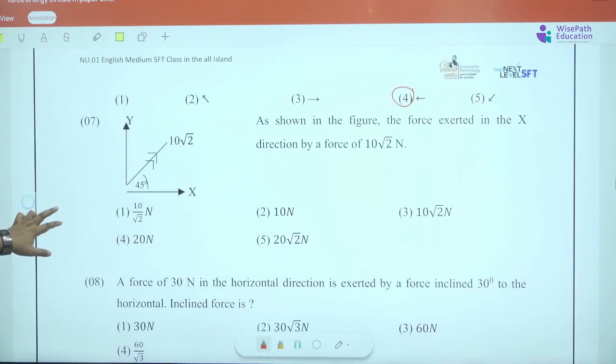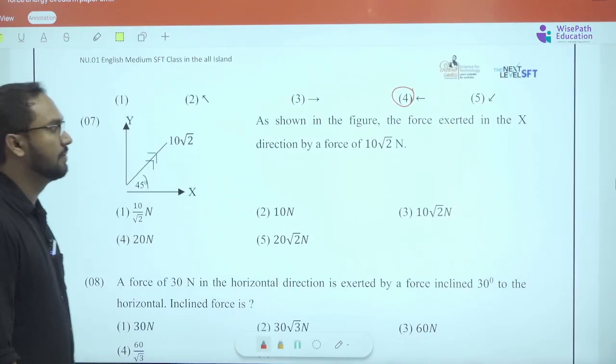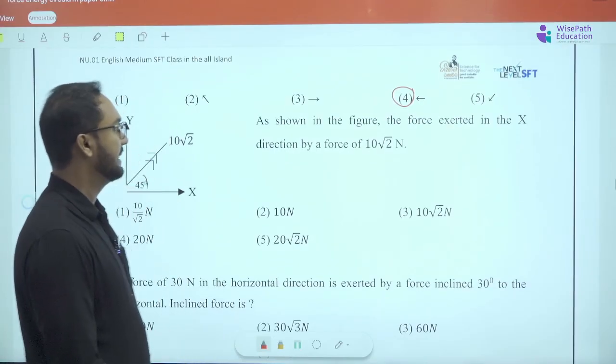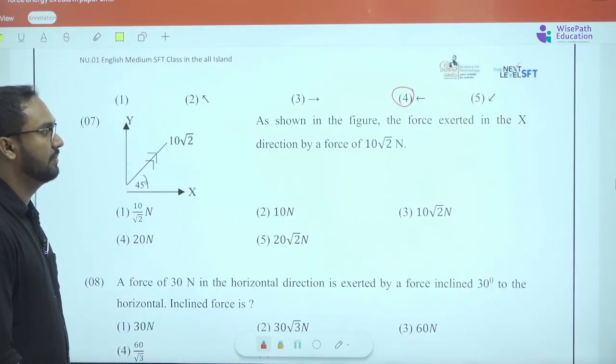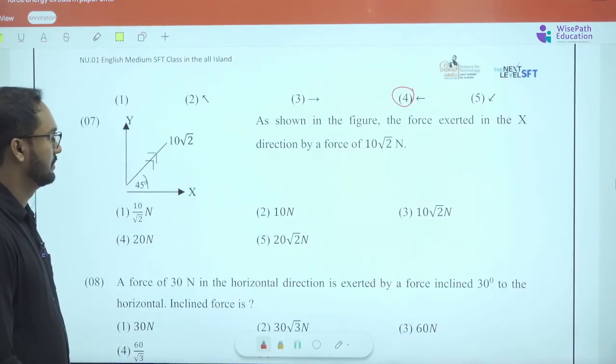The next one. As shown in the figure, find the force exerted in the x direction by a force of 10 root 2 newtons.